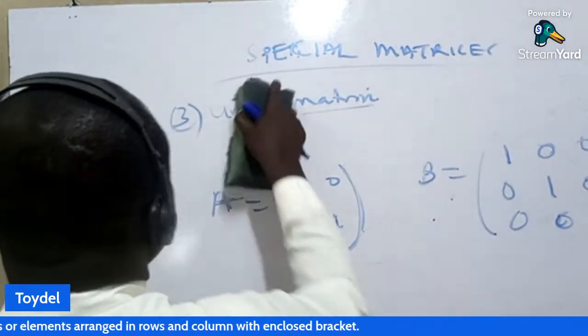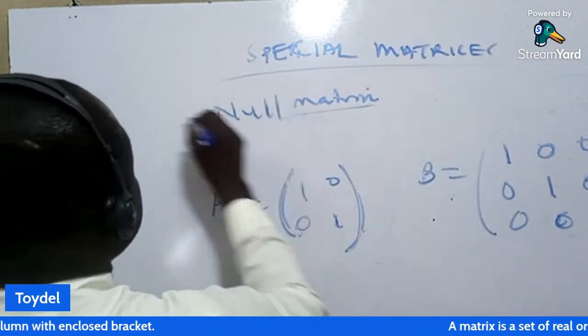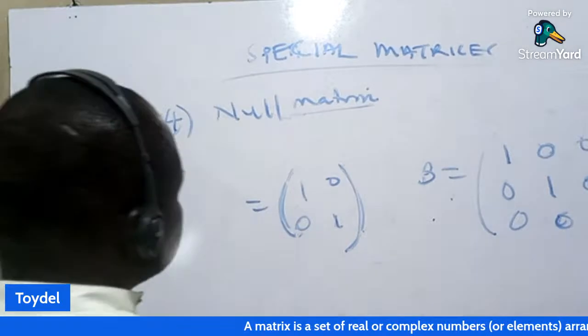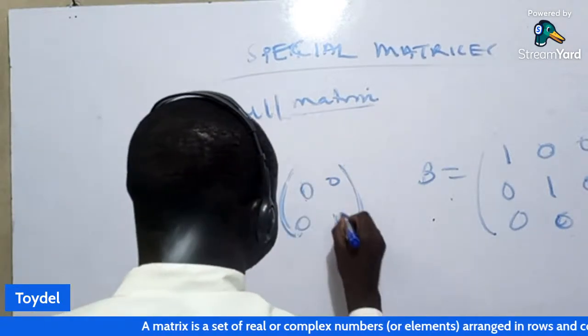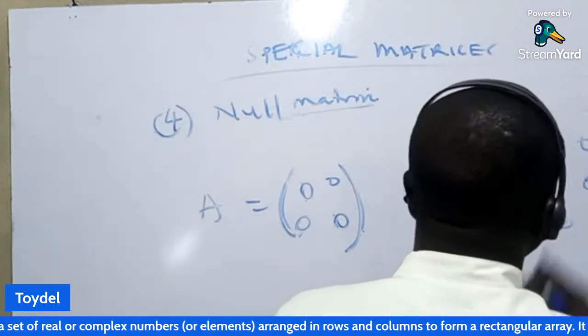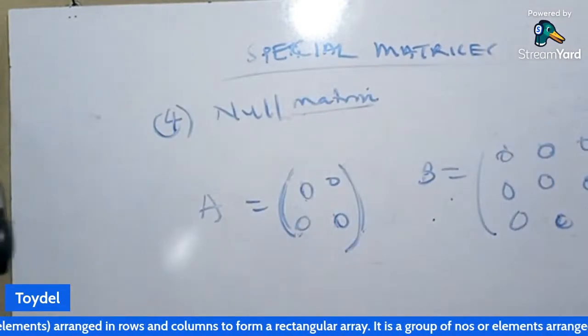Okay, we can also have a null matrix. A null matrix. This is the fourth property. In a null matrix, every element, every entry must be 0. All the entries must be 0. Everything must be 0.